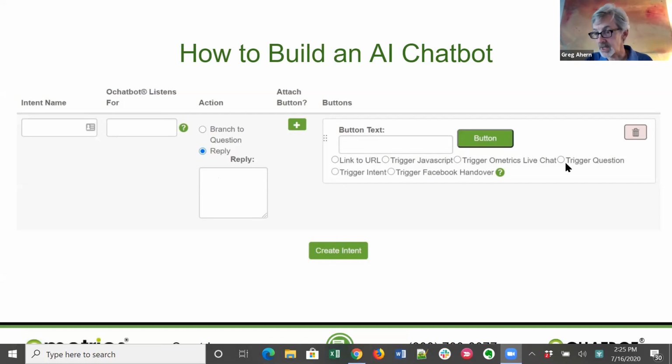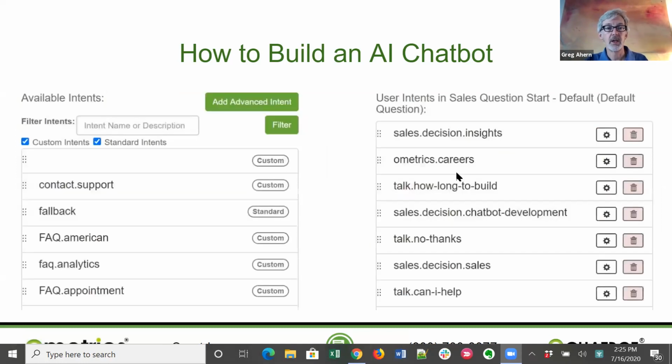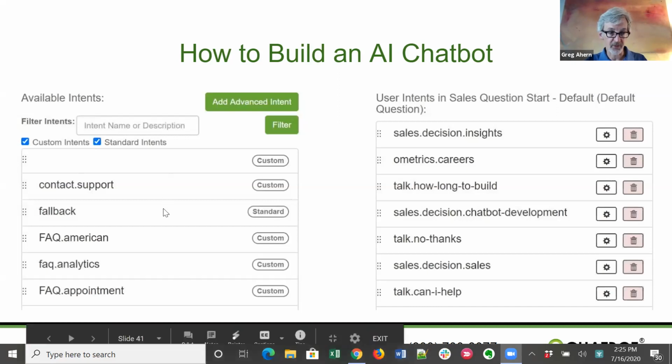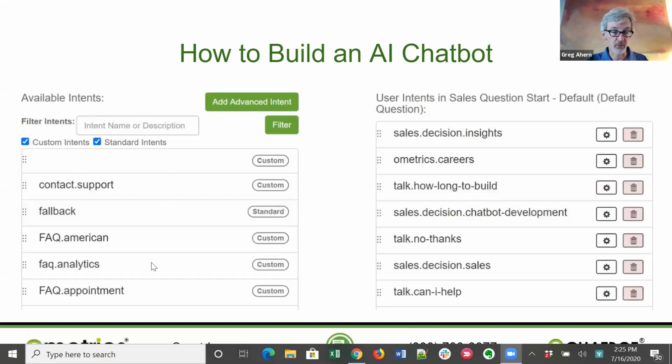Using our internal live chat, you could have it trigger another question. It could trigger another intent. It could do a Facebook handover. So it's very flexible as far as what you want it to do from a button standpoint. Most systems do have a number of intents already created for you, and you can just drag them over and then edit them accordingly, or you create new intents, and that's how you can manage your intents.